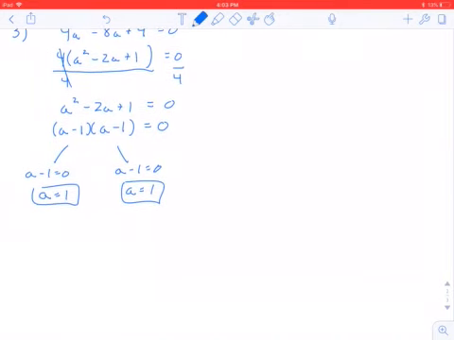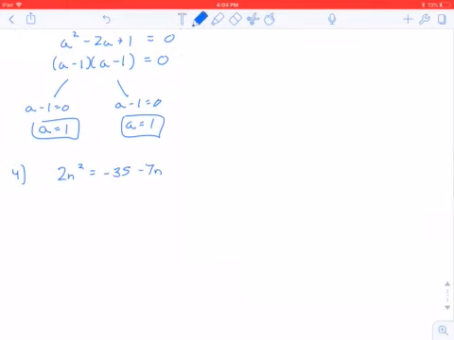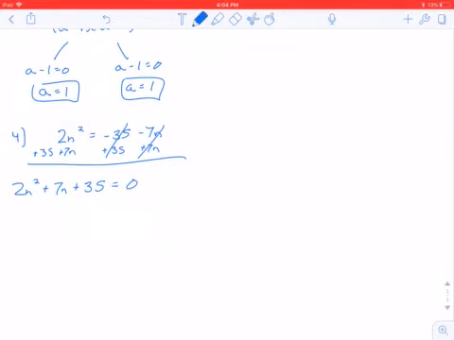All right, let's do another one. This will actually be the last one that I do with you. Number 4. 2n squared equals negative 35 minus 7n. Now, I notice that I don't have the equation equal to 0, so I need to move everything over to the left. So I add 35 and I add 7n to both sides. Those cancel, of course. So I'm left with 2n squared plus 7n plus 35 equals 0.